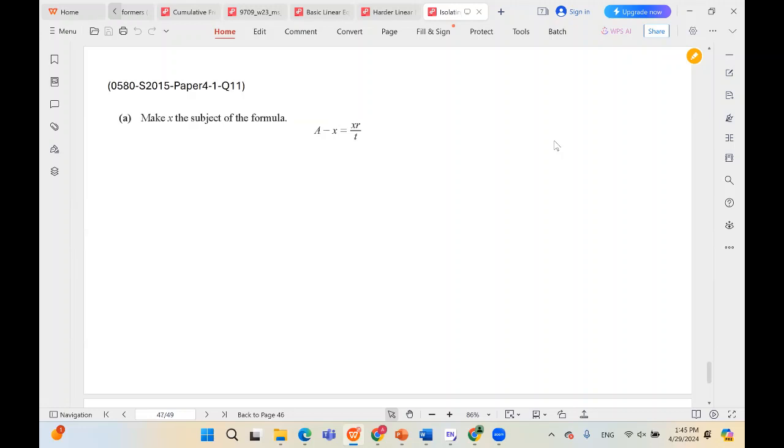Here you want to make x the subject of the formula. So let's first try to get rid of the denominator to make life simpler. So we will multiply both sides by t. The t will cancel out. So we have at, we're distributing the t here. So at minus tx equals xr.